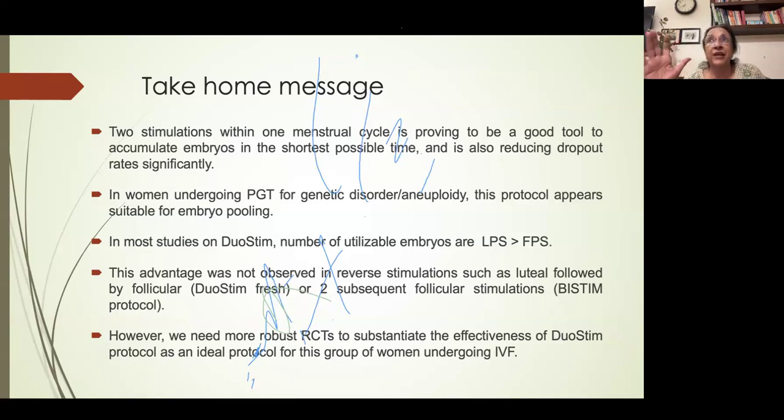And one more thing, you should have a very good vitrification program if you are undertaking Duostim. If the frozen-thaw survival rate of embryos frozen at your center is less than 99% or less than 98%, this is not the right protocol for you, because you risk losing precious embryos in the freezing and thawing process.